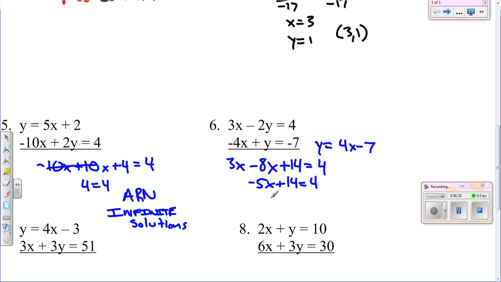Subtract the 14 over. Negative 5x equals negative 10. Divide by negative 5, x equals 2. Take that 2, plug it back in up here. 4 times 2 minus 7 gives me y equals 1. Your answer should be 2, comma 1.